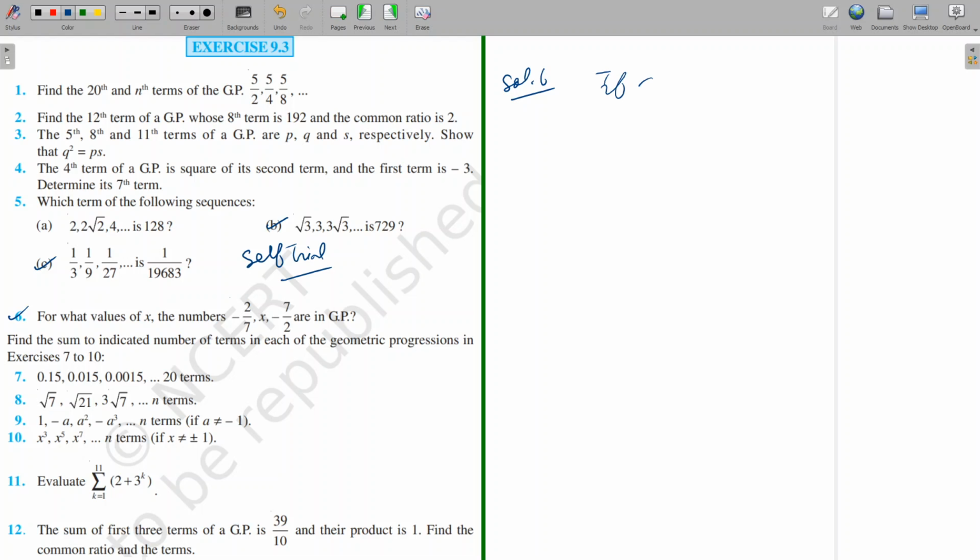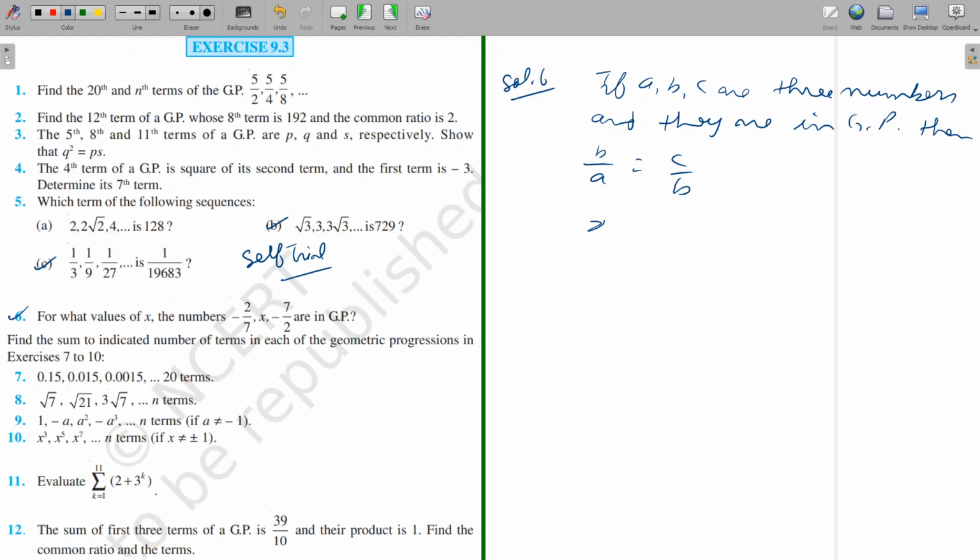If A, B, C are three numbers, and they are in GP, then we know that they should have the common ratio, B by A should be equal to C by B, and if you simplify this, we'll get B square equal to AC. So whenever there are three numbers A, B, C and we get B square equal to AC, we can say that the three numbers are in GP. Either we can apply this result or this one, any one we can apply. So in question number 6, we'll be applying the second one, that is B square equal to AC.